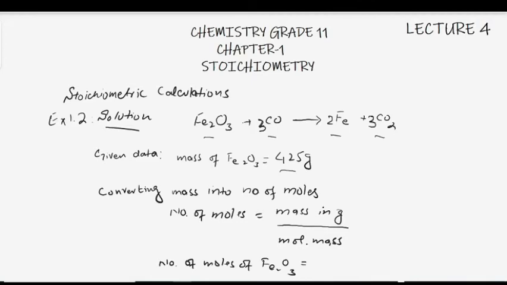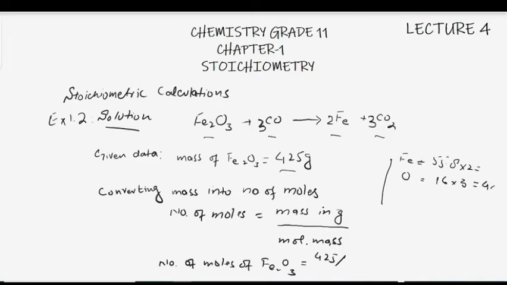So the number of moles of Fe2O3 is the mass in grams, 425, divided by the molecular mass. Now you have to calculate the molecular mass of Fe2O3. You know how to calculate the molecular mass, that is the sum of the atomic masses of all the atoms present. The atomic mass of iron is equal to 55.8 and that of oxygen is equal to 16. We have two atoms of iron in iron oxide, so you can multiply this with 2 and you can multiply 16 by 3.